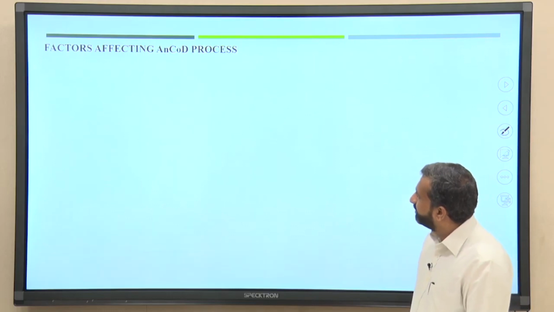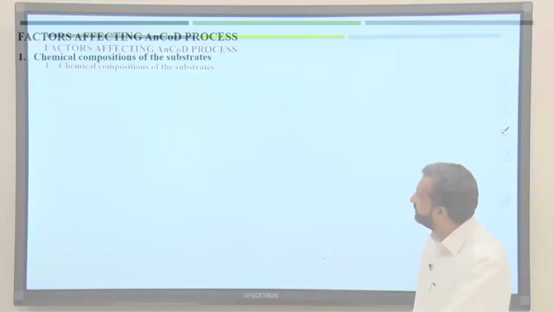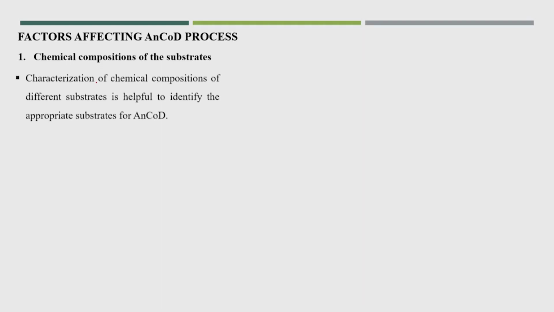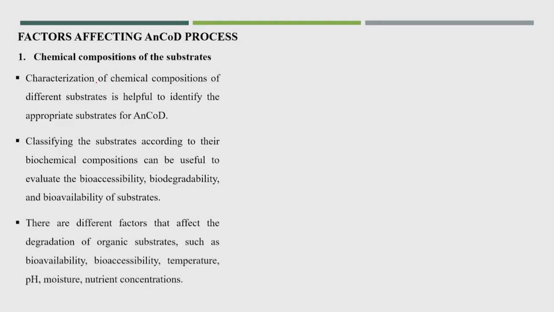Now, what are the factors affecting the anaerobic digestion process? First is the chemical composition of the substrate. So, the characterization of chemical composition of different substrates is helpful to identify the appropriate substrate, and classifying the substrate according to their biochemical compositions can be useful to evaluate the biodegradability and bioavailability of the substrate. There are different factors, which could be bioavailability, temperature, pH, moisture.